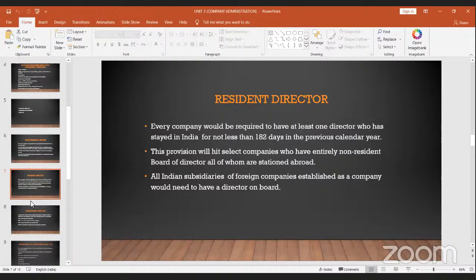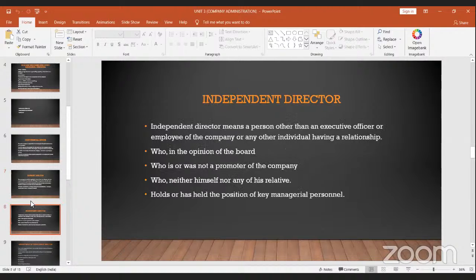All Indian subsidiaries of foreign companies established as a company need not have a resident director on board. If a subsidiary company is already established under a foreign company, they need not go for this resident director, and only if it exists in India. If they are selecting any resident director, at that time they have to fulfill these criteria.